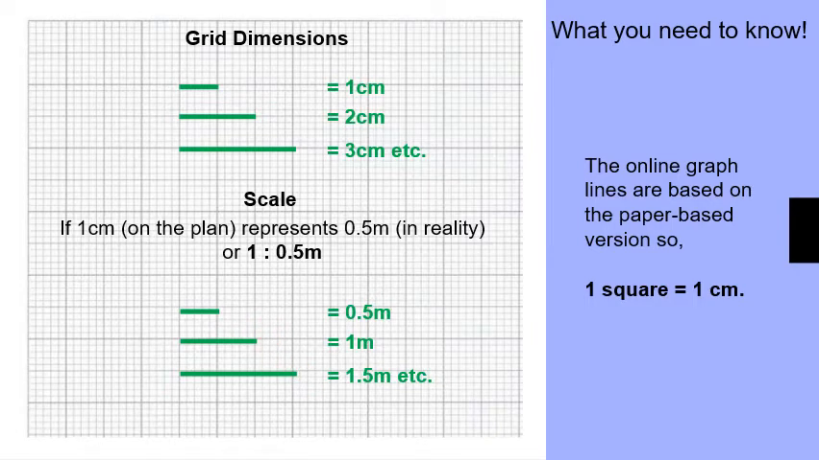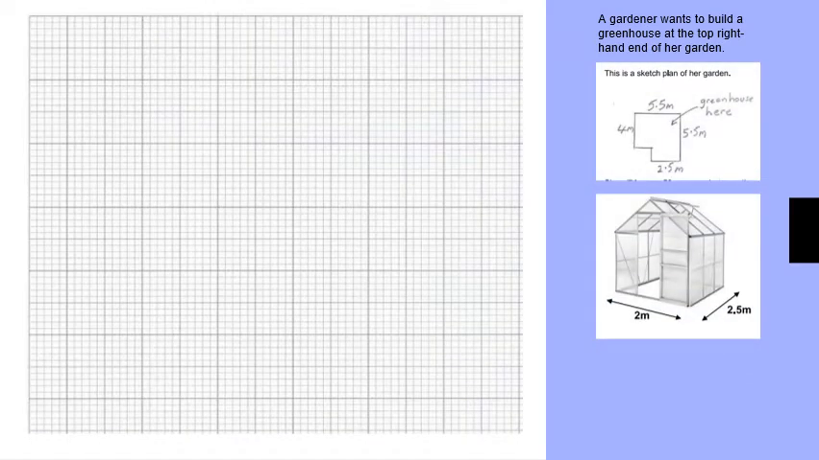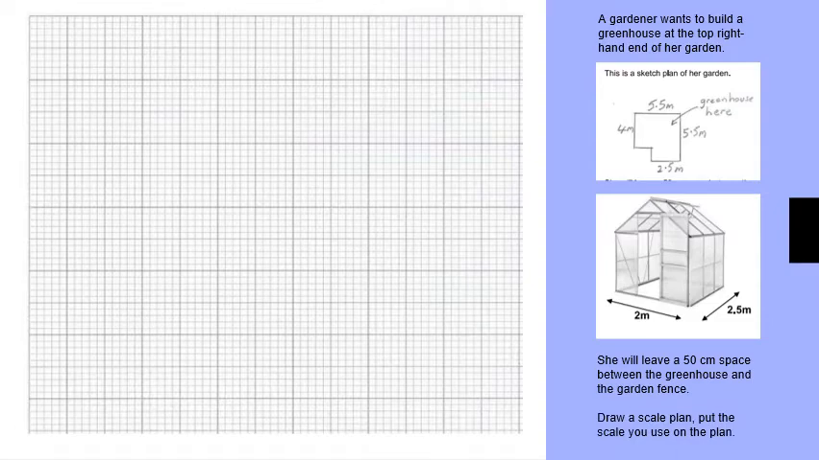Okay, so you need to remember that you may not be taught this, that these grids, these little lines, represent 1 centimetre on the plan. So keep that in mind when you try and answer the questions, and you'll see how it works in a second or two. Okay, so the gardener wants to build a greenhouse at the top right hand of our garden, and you can see now there's the graph paper and there's the given plan of the garden, and there's your given dimensions for the shed. And to finish it off, she will leave a 50 centimetre space between the greenhouse and the garden fence, and she wants you to draw a scale plan. Put the scale you use on the plan. So let's do that first.